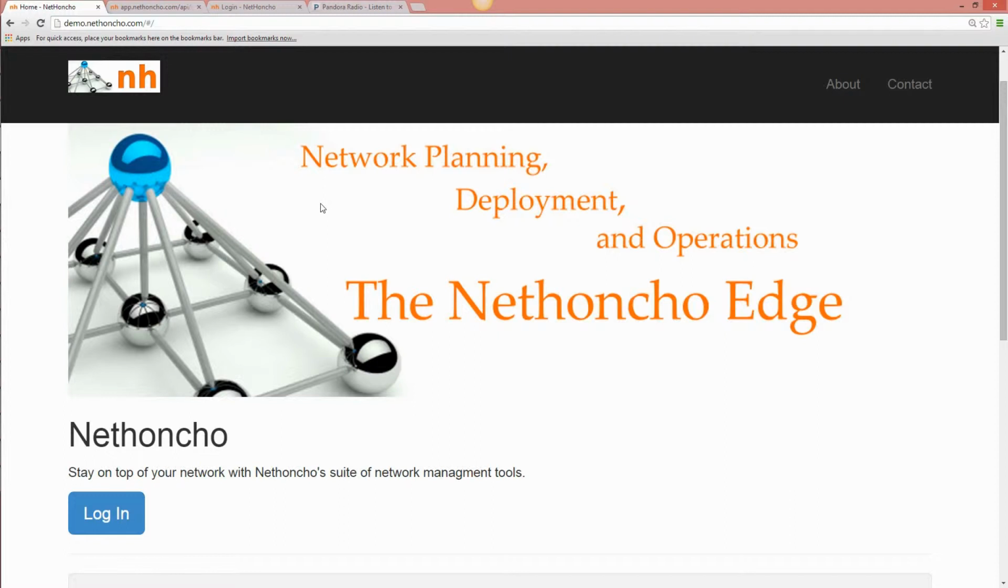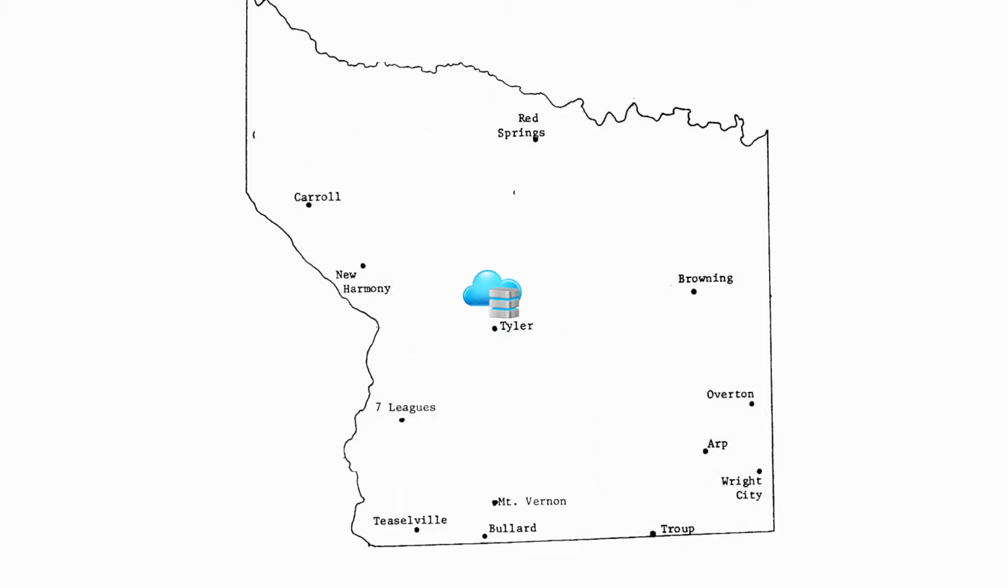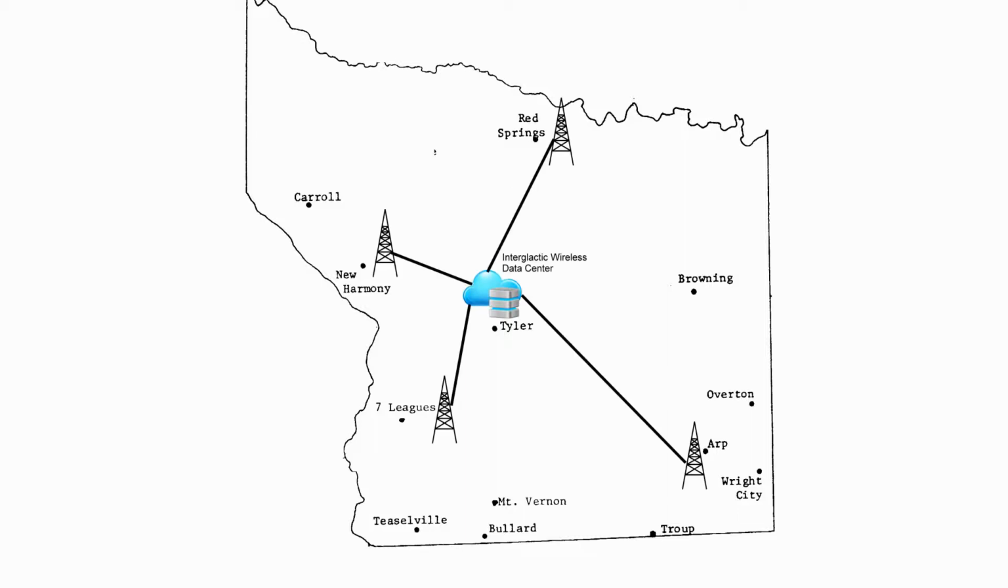This tower belongs to a network operated by a wireless ISP named Intergalactic Wireless. Here is Intergalactic Wireless's network topology. Intergalactic Wireless has a POP that connects its networks to the upstream internet. This POP is located at its data center. Intergalactic Wireless has several towers connected to its data center via line-of-sight backhauls.